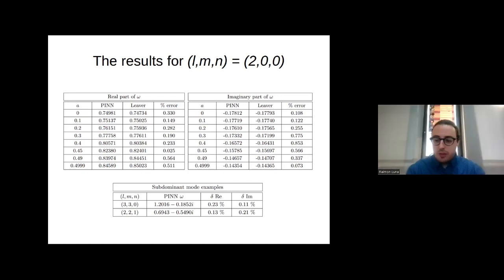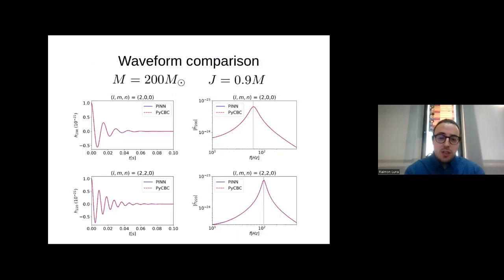Okay, I'm running out of time. So for the final part, I just wanted to discuss some checks that we did. First of all, here you have the waveform comparison between the PINN modes and the one that we take as ground truth, which is the PyCBC generator, which relies on the Lever-like kind of method.